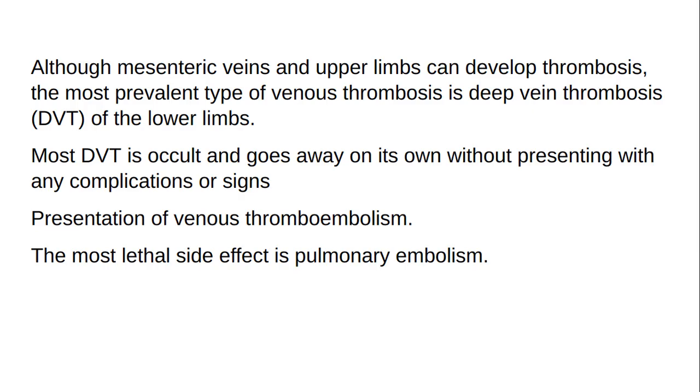Although mesenteric veins and upper limbs can develop thrombosis, the most prevalent type of venous thrombosis is deep vein thrombosis. Most deep vein thrombosis is occult and goes away on its own without presenting with any complications or signs. Deep vein thrombosis is a presentation of venous thromboembolism. The most lethal side effect is pulmonary embolism.